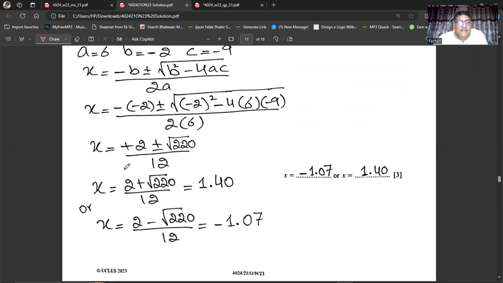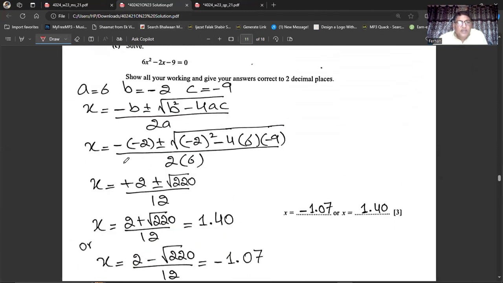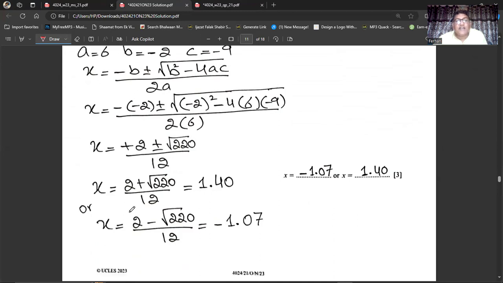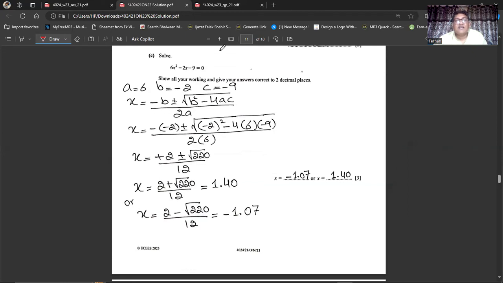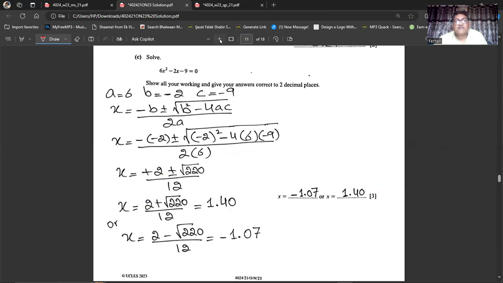So basically, here minus will be plus. So plus 2 plus minus under root 220, the whole thing divided by 12. So now you will have two options. Either 2 plus square root of 220 divided by 12, and the other option will be 2 minus under root 220 divided by 12. So here you will get 1.40, here you will get minus 1.07, and you will get these two values of x. Hopefully you understand.